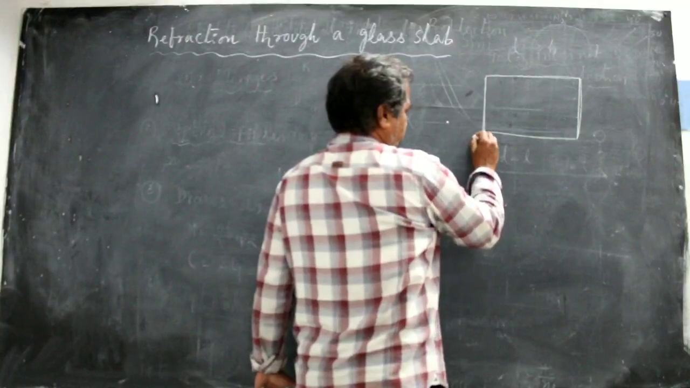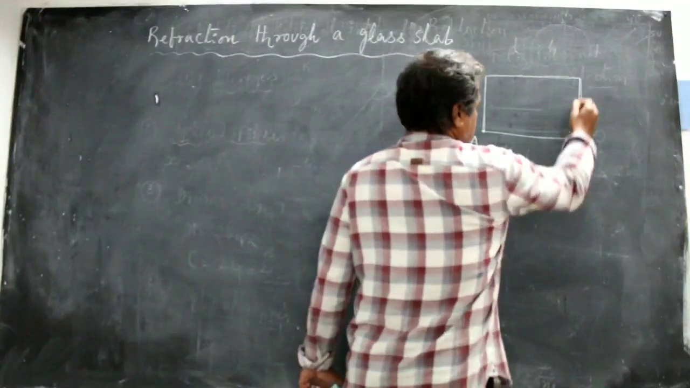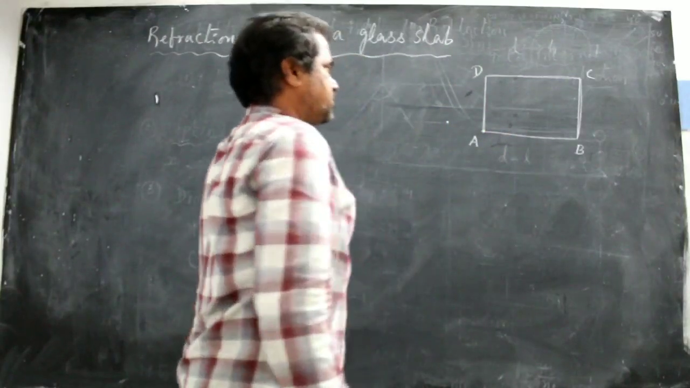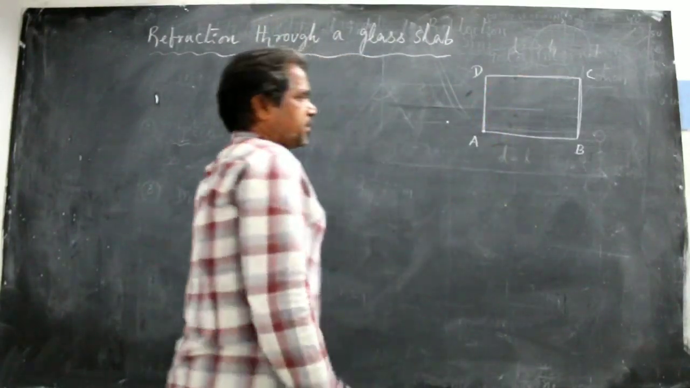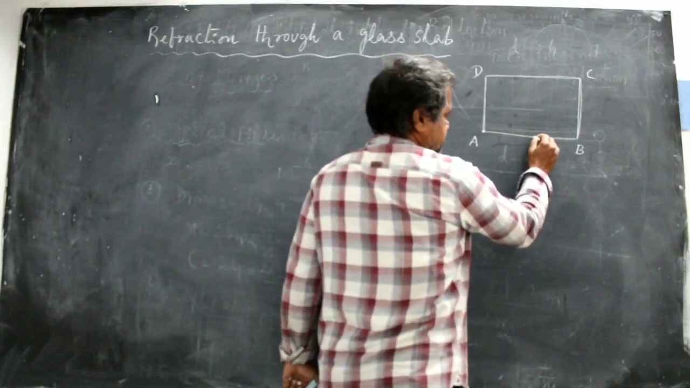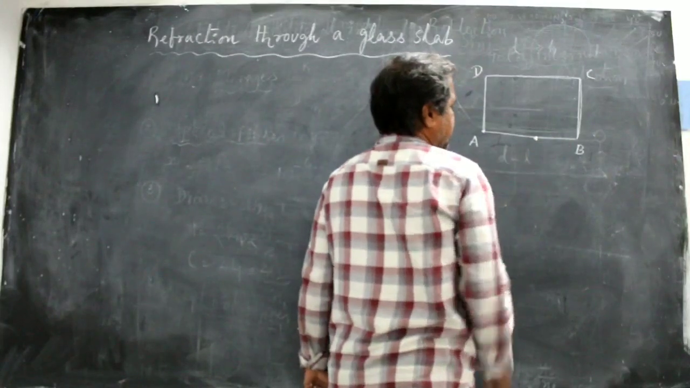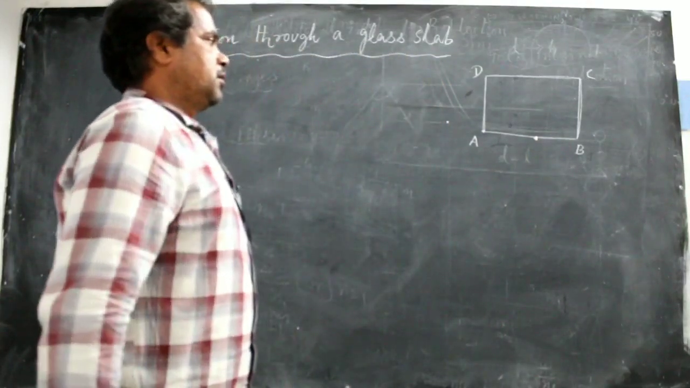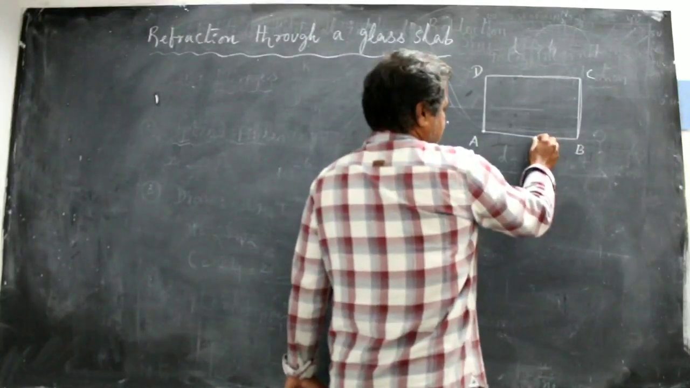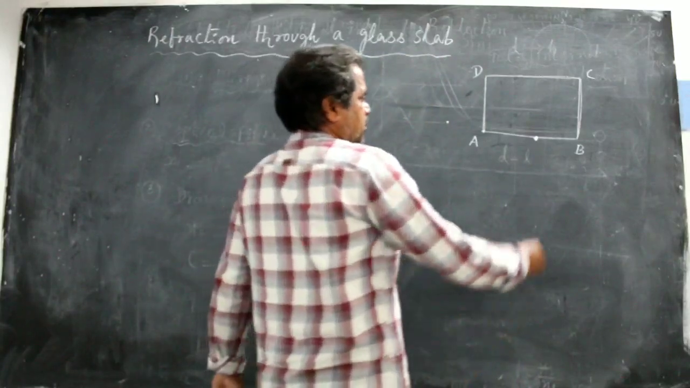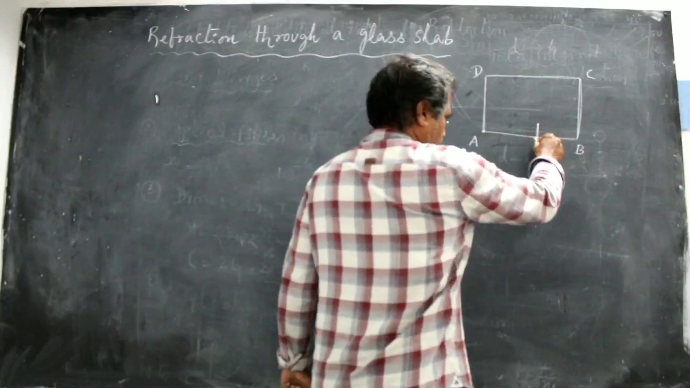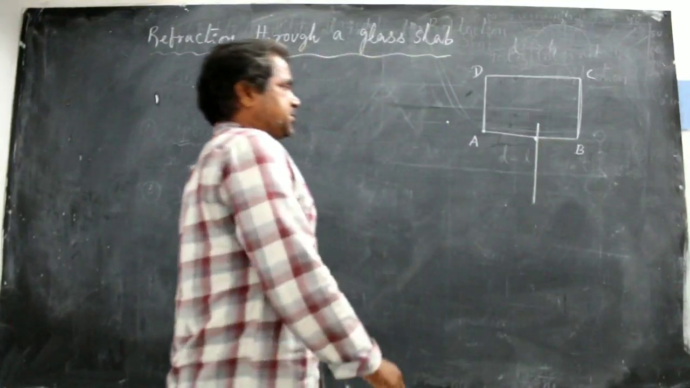Name the four vertices of this rectangle. Remove the glass slab from this place and select any one point on the side AB. This is the incident point. Draw one normal to this point.